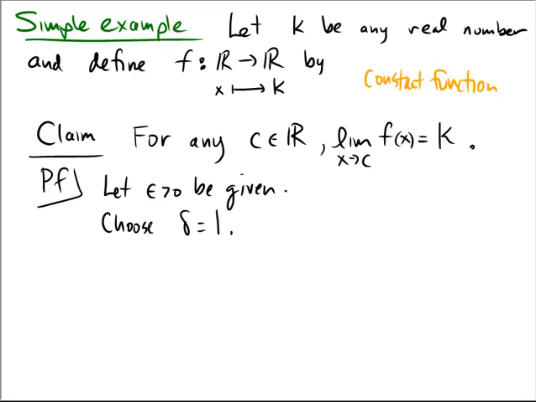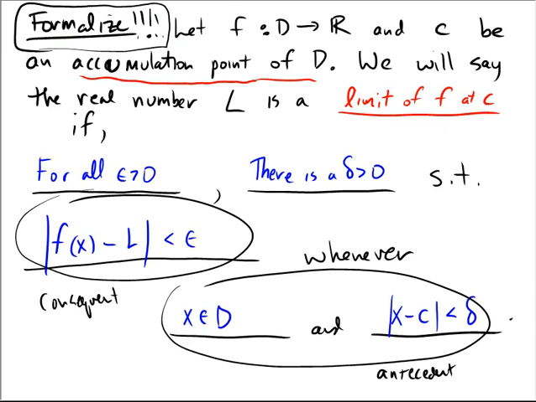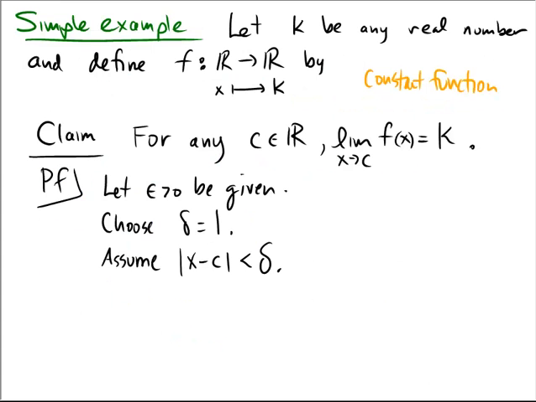Now I'm going to assume, what are we going to assume? We don't really need to worry about x coming from D because our domain is all of the real numbers here, but we're going to have to assume that the absolute value of x minus c is less than delta. Because whenever that's the case, we're hoping that we can show the absolute value of f of x minus l is less than epsilon.